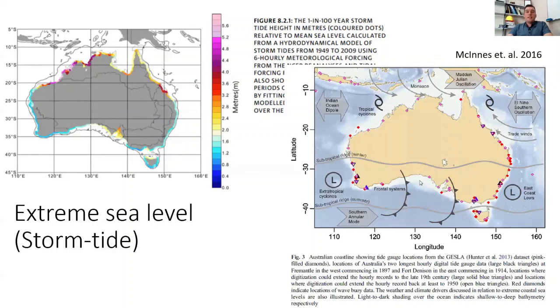And on the right is a plot of a figure from McGuinness et al. 2016, showing a map of Australia and a figure showing some of the different climate drivers influencing storm surge and extreme sea level. So we have monsoon winds in the north of Australia, tropical cyclones, which can generate huge winds which push a lot of water up against the coast, and also the inverse barometer effect. The low pressure sucks the water up vertically and increases the water level at the coast.